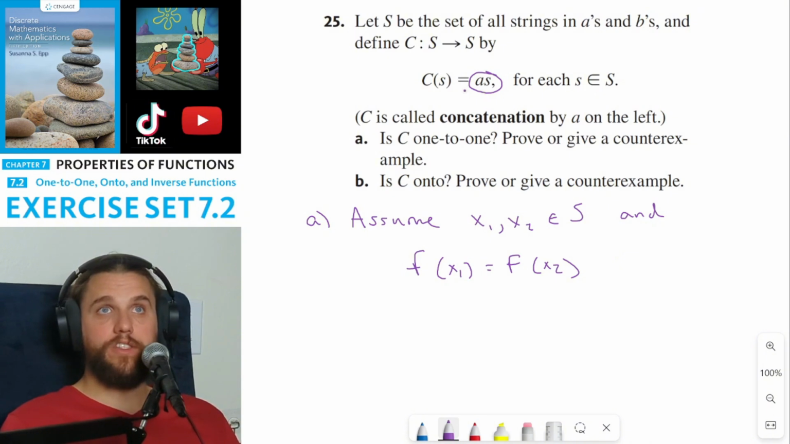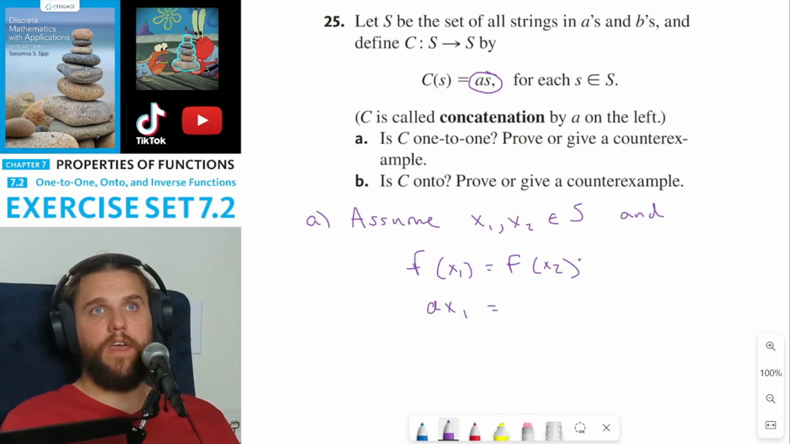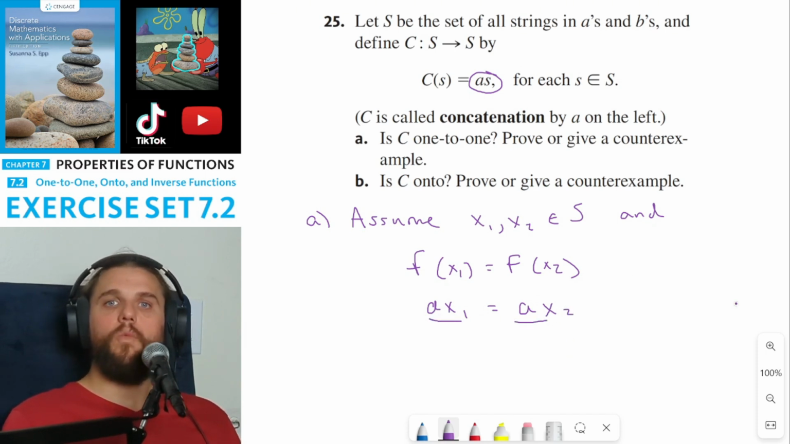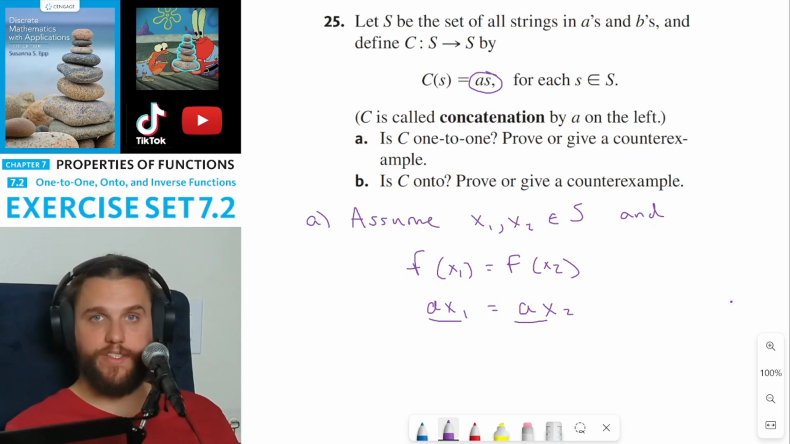Now, according to this function definition, the rule of this function tells us that the output is a x1, and the output of this is a x2. Now, this is saying that these are the same. By that, though, we mean that they are the same string. These are strings that we're looking at.